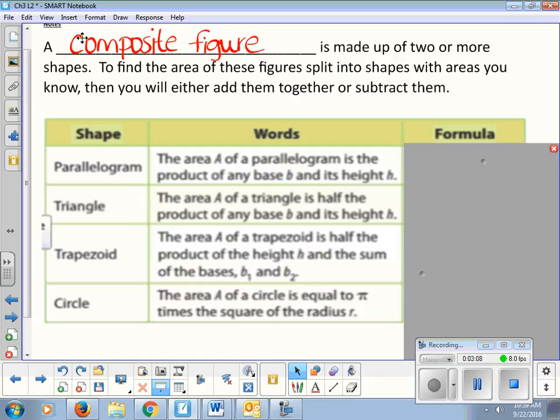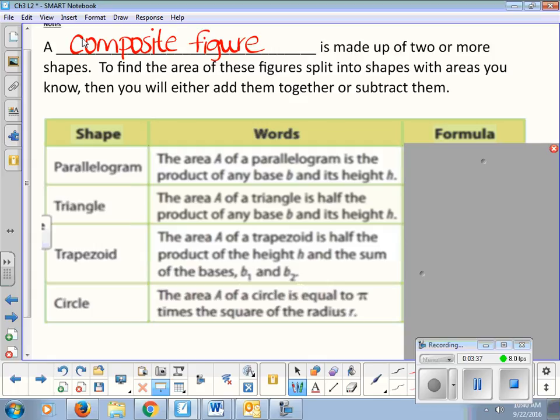A composite figure is made up of two or more shapes. To find the area of these figures, split them into shapes with areas you know, and then you're either going to add them together or subtract them. So you break up your composite figure into familiar shapes, and you either add or subtract them depending on whether or not they're included in your composite figure.